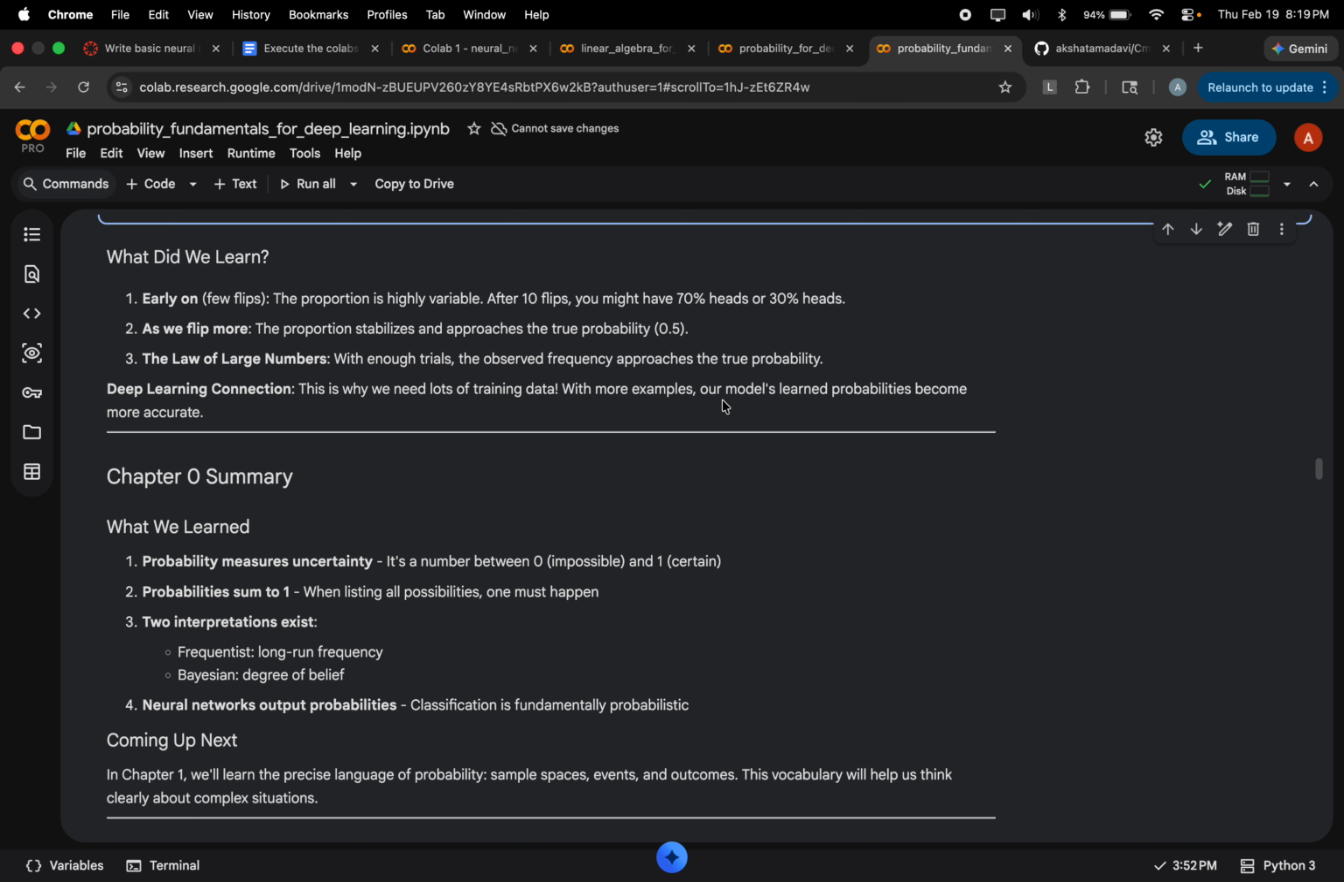Our models learn probability and become more accurate.